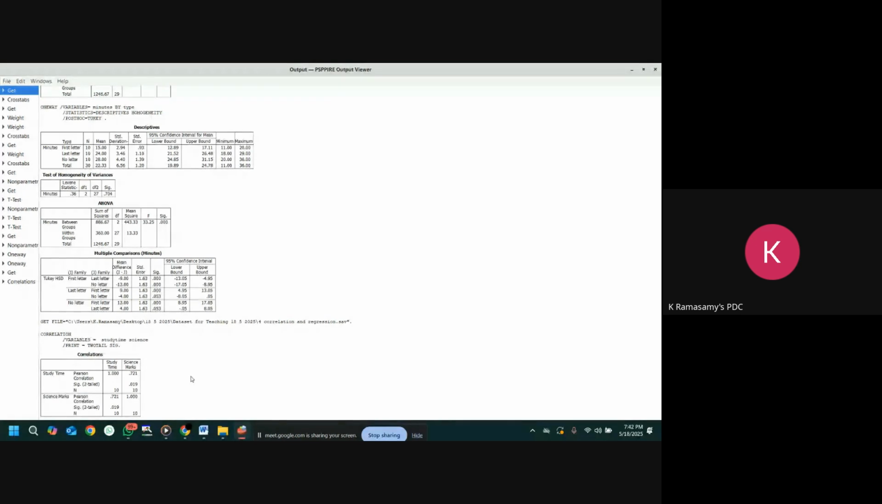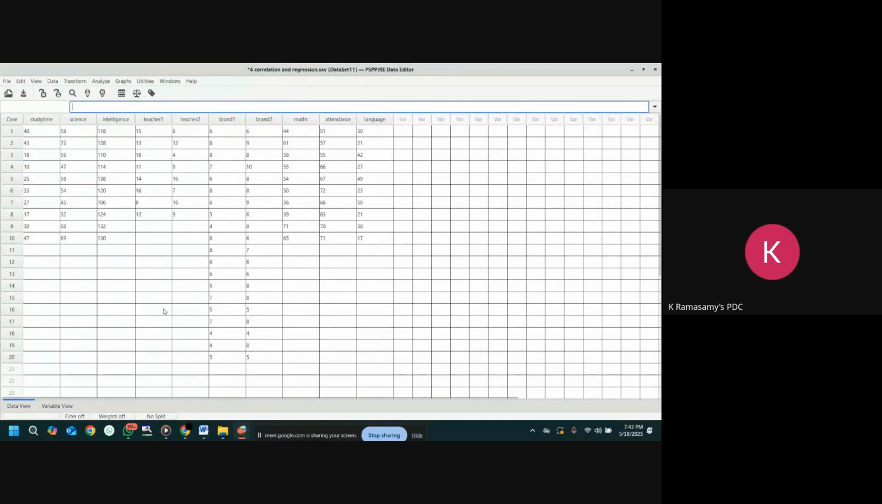It means that when a student studies for more hours, he earns more science marks. When he spends less time studying, he gets fewer marks. This positive correlation is proved here. That's called bivariate correlation. Once there is a correlation between two numerical variables, you can go for something called linear regression.